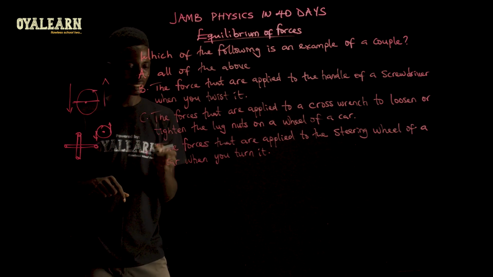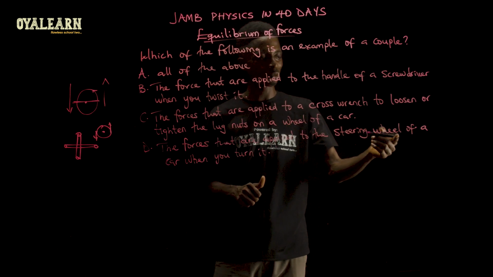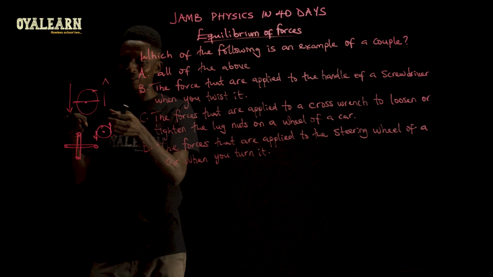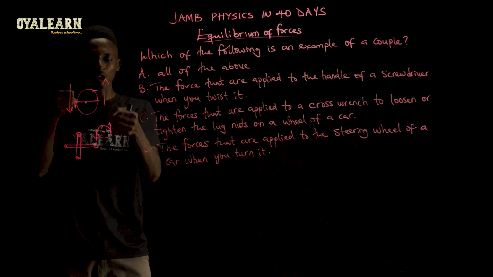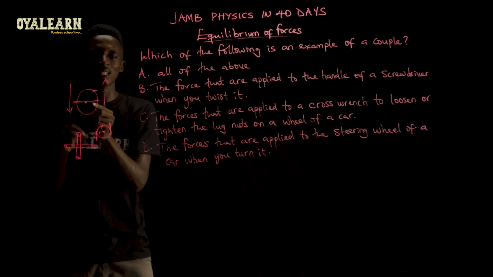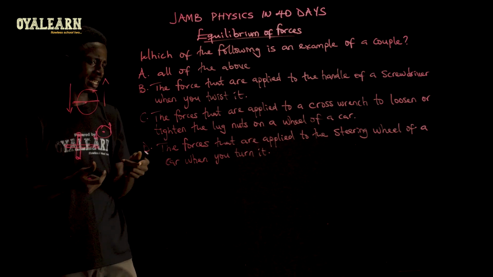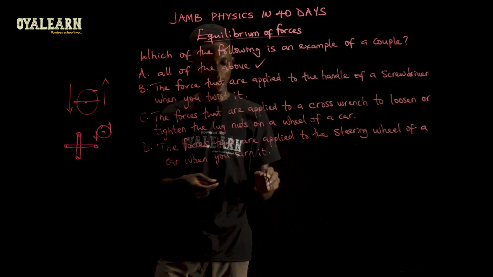Then option D says the forces that are applied to the steering wheel of a car when you turn it. That is also the same thing. You turn, applying equal forces in opposite directions, and it causes the steering wheel to rotate about its central axis. So if all these three are couples, then the correct option is option A, which says all of the above.